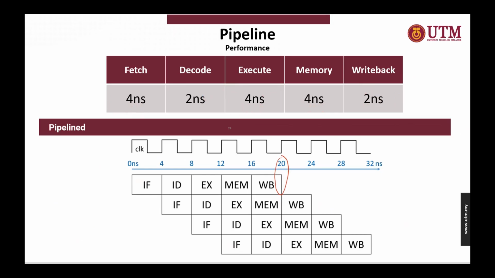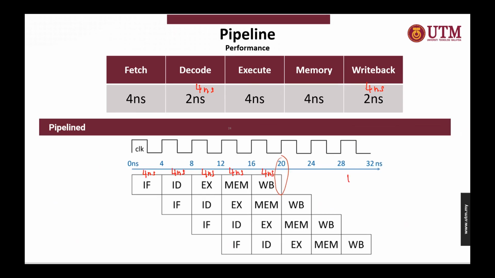So what we need to do here is make the decoding process also 4 nanoseconds, and write back also 4 nanoseconds. That's why you can see here, fetch will cost you 4 nanoseconds, decoding 4 nanoseconds, execute another 4 nanoseconds, memory 4 nanoseconds, and write back 4 nanoseconds.